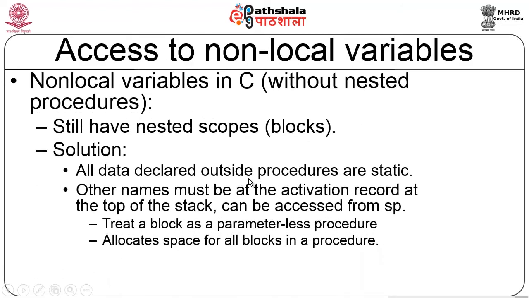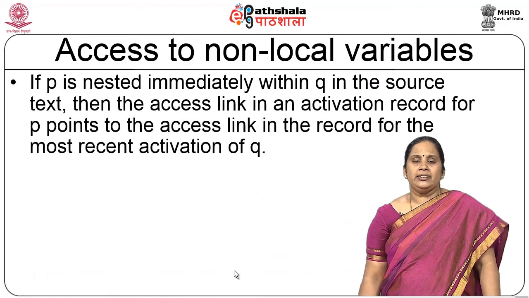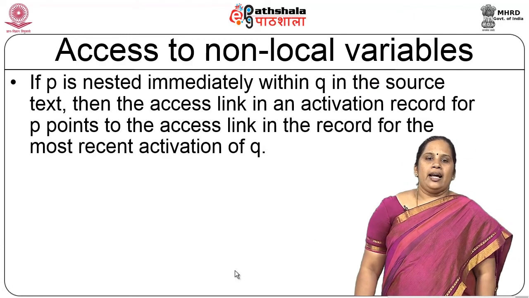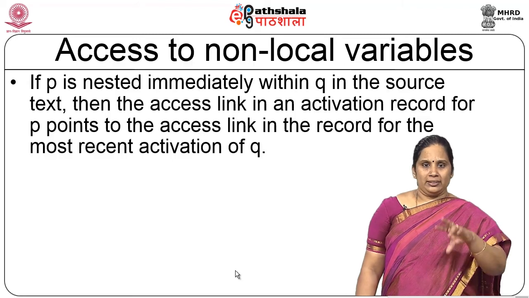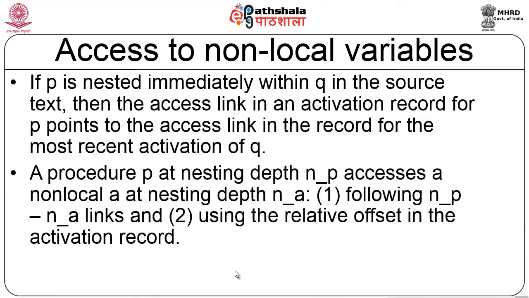The next one is access to non-local variables. Non-local variables in C still have nested scopes. The solution is that all data declared outside procedures are static, that is your assumption. Other names must be in the activation record at the top of the stack and can be accessed from the stack pointer. Here a block is treated as a parameterless procedure, and I allocate space for all blocks in a procedure. If P is nested immediately within Q in the source text, then the access link in an activation record for P points to the access link in the record for the most recent activation of Q. This is the function of the access link and control link.